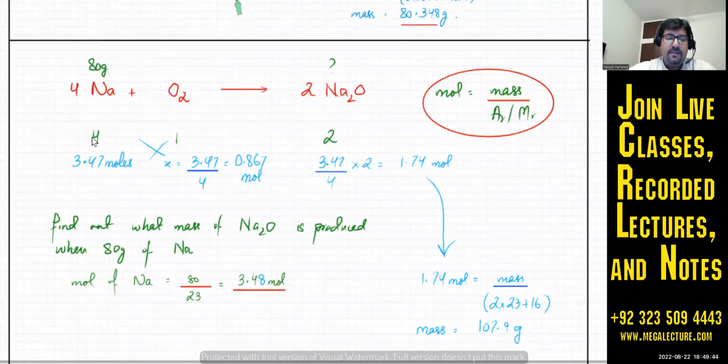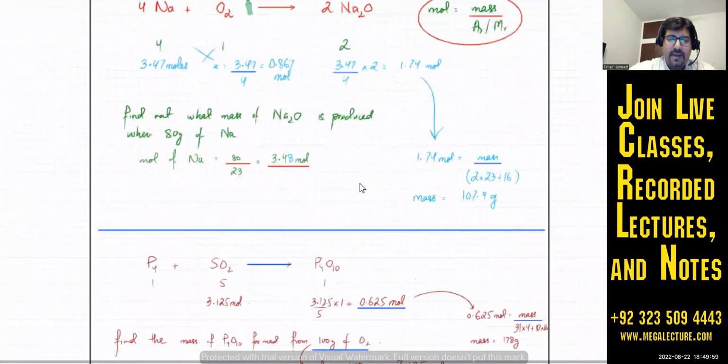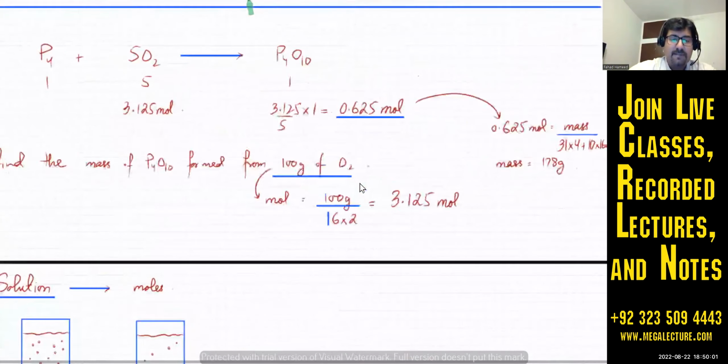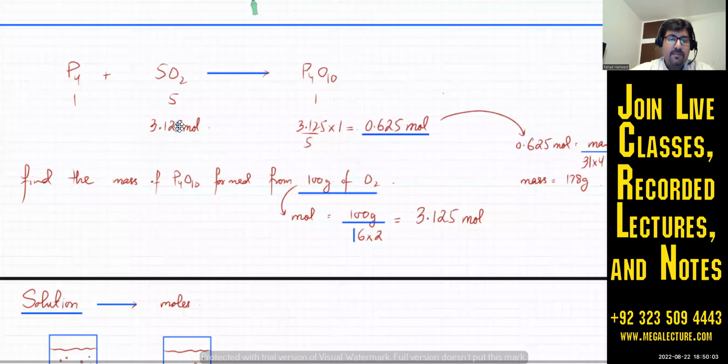So 3.47, so 4 ratio 1, 3.47 ratio x. So it's basically 3.47 divided by 4 into 1. You'll find the moles of this thing. To find this one, it's going to be 3.47 divided by 4 times 2 and you'll get the moles of this thing. So all you have to do, in most cases, is just apply ratios. If this is 3.125, divide by 5 into 1, you'll find the moles of this thing.